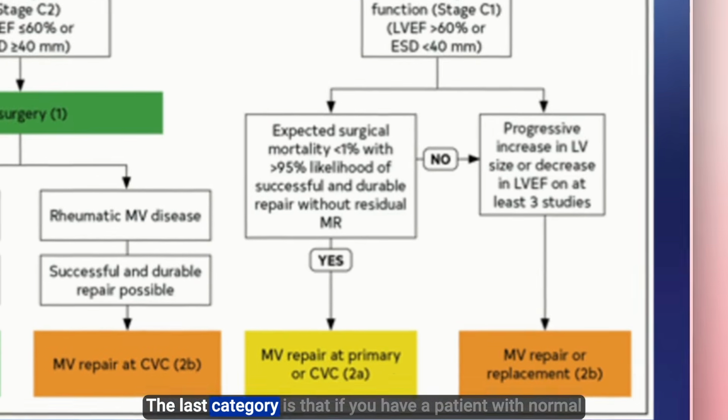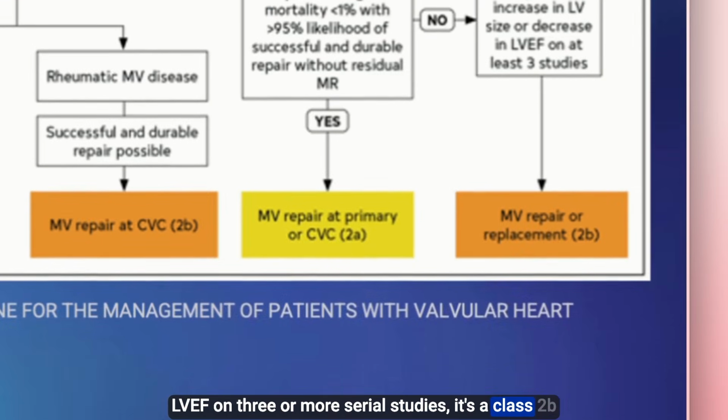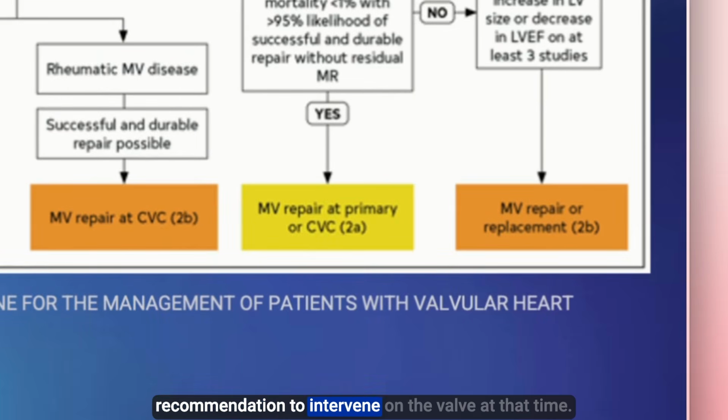The last category is that if you have a patient with normal LVEF with a progressively increasing LV size or decreasing LVEF on 3 or more serial studies, it's a class 2B recommendation to intervene on the valve at that time.